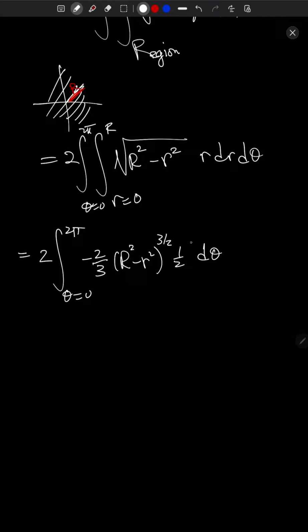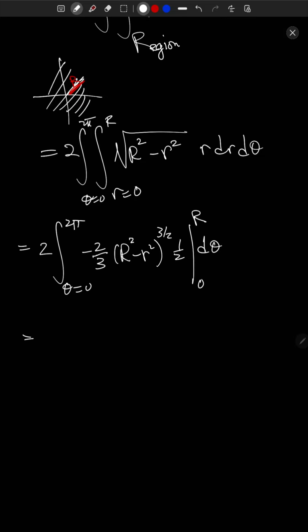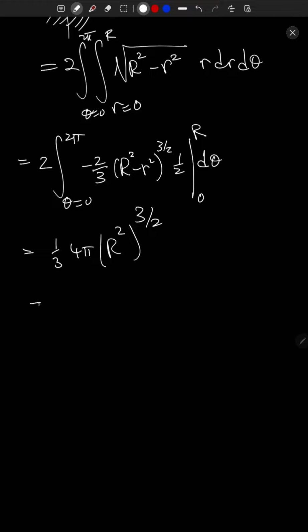Oh, sorry. Evaluated from 0 to capital R. Okay, and if we evaluate this at capital R, we get 0. At 0, we get a negative quantity, and then of course it was the upper limit minus the lower limit, so that minus sign goes away, and we end up with, let's see, these two 2's cancel. 1/3 4 pi r to the 3/2, right? And so that's going to be 4/3 pi r cubed, which is the volume of a sphere.